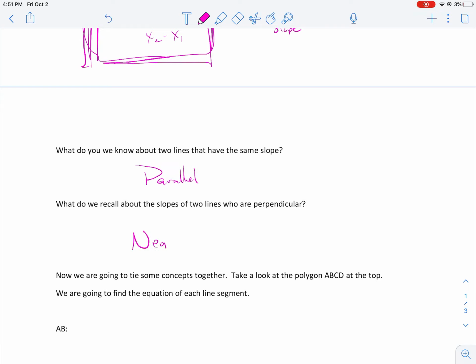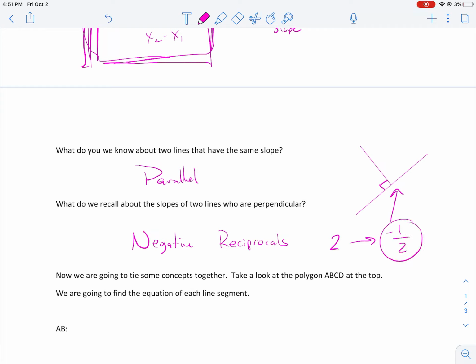And what do we recall about the slopes of 2 lines that are perpendicular? They are negative reciprocals. What do I mean by that? Well, we have 2 lines that come together. Remember, when 2 lines are perpendicular, they create a right angle. So let's say the slope of this one is 2. Then its negative reciprocal is negative 1/2.